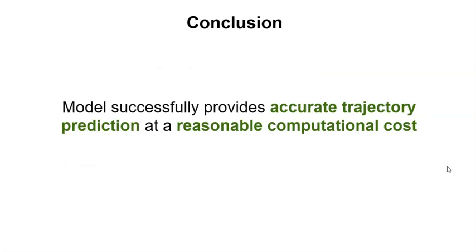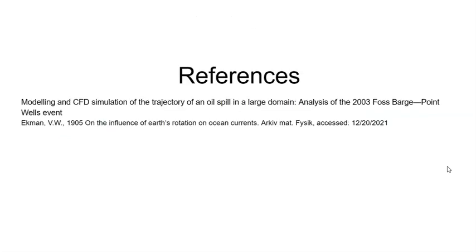So in conclusion, our model successfully provides an accurate trajectory prediction at a reasonable computational cost, similar to what they were hoping for in the study. We wanted the computational cost to be lower, but it seemed to be about the same as what would have been achieved with simpler Lagrangian methods. But hopefully with improvements in computational power in the future, we'll be able to use these methods to achieve an accurate trajectory at a lower cost.